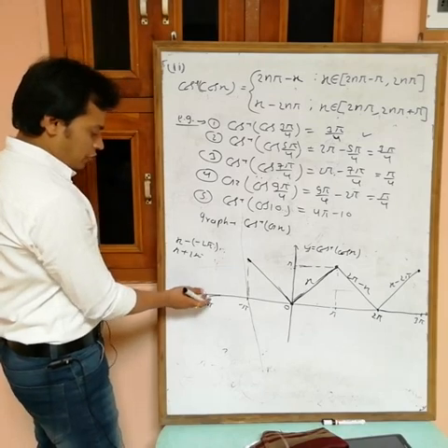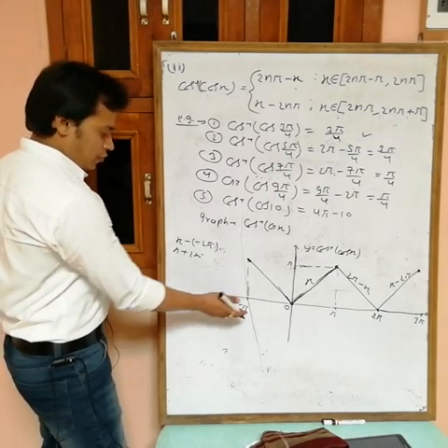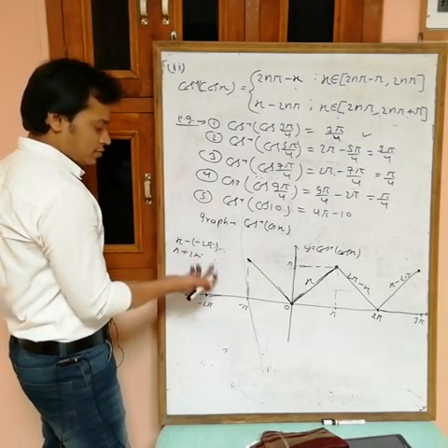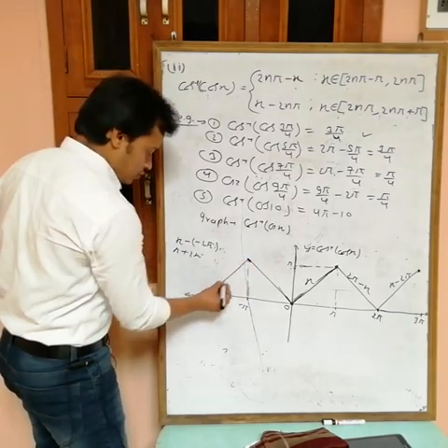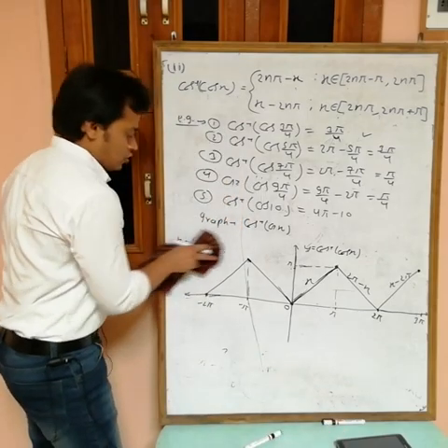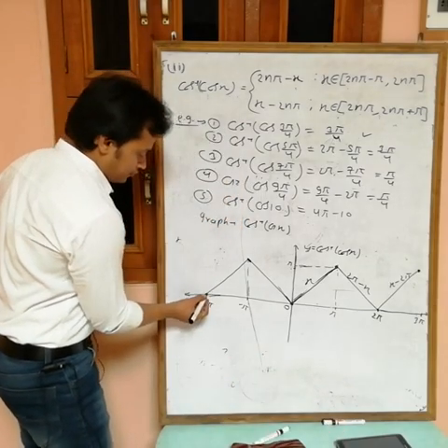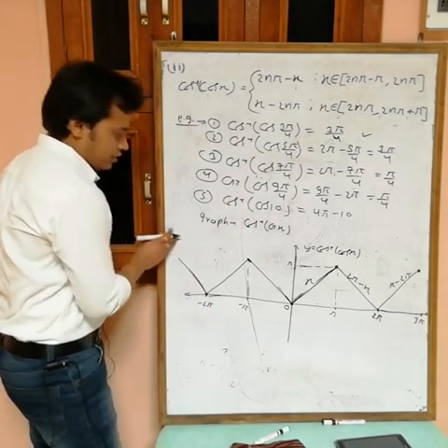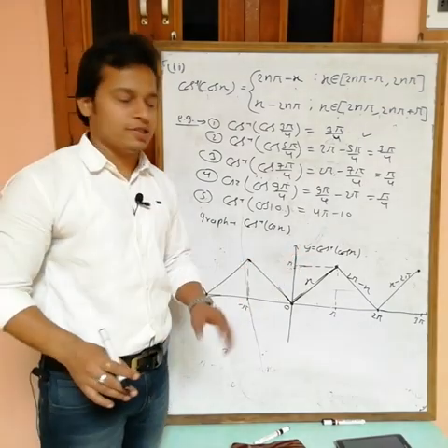Now put in the values. If you put minus 2 pi, what are we getting? 0. Now put minus pi. Minus pi plus 2 pi is pi. So we are getting this. Okay, like this. So this is the graph. Again you will get the same graph from minus infinity to plus infinity.